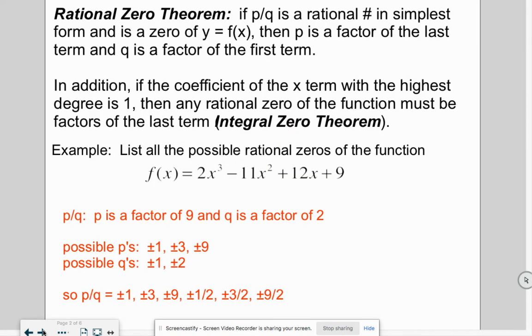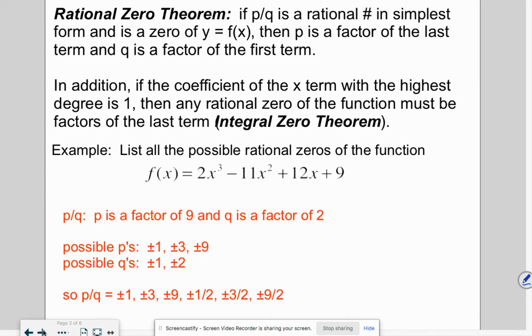So the rational zero theorem is a theorem that states if the ratio of p over q is a rational number in simplest form, so it's just a fraction, and is a zero of a function y equals f of x, then p is a factor of the last term, the constant term, and q is a factor of the first term, the leading coefficient. So remember, the leading coefficient is the coefficient of the highest degree of a function.